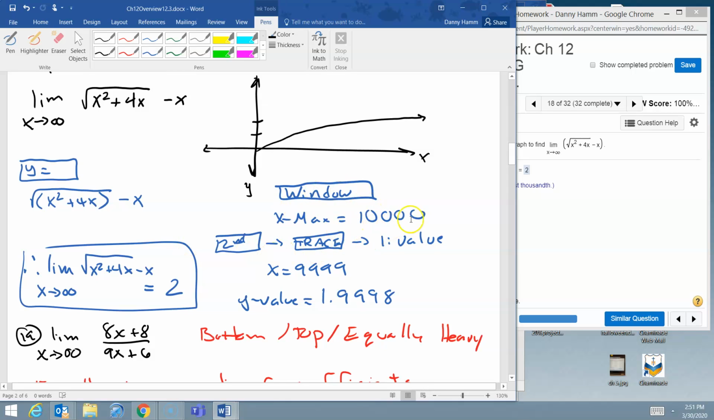And so same thing here, we're putting this into y equals. You're going to have to create a bigger window for yourself so we can look at what's happening way out here. I just decided to change my x max to 10,000. You could have made it 100,000. It doesn't matter. Here we do second trace. Same thing we've done before.